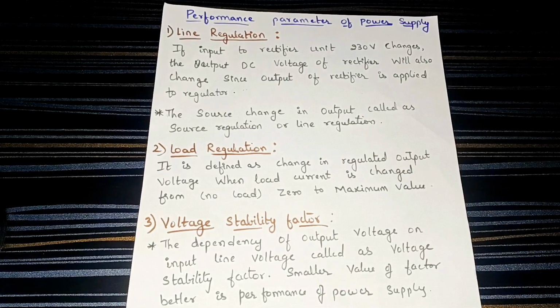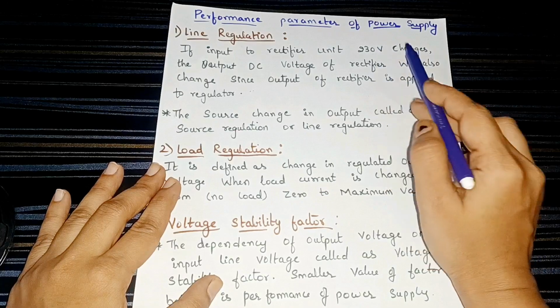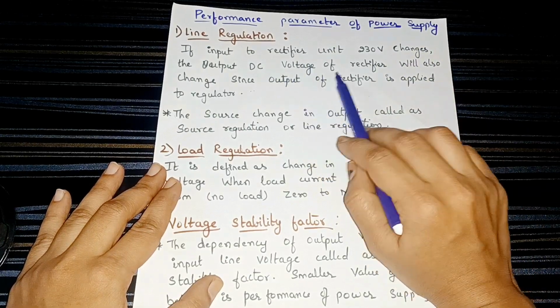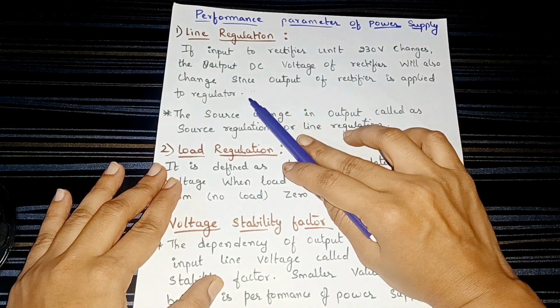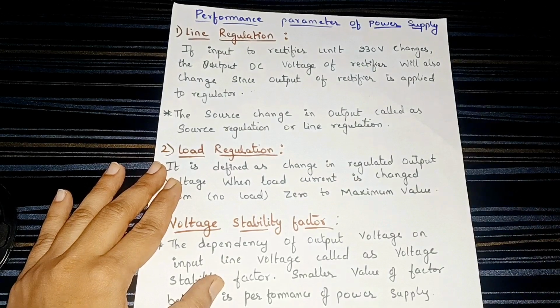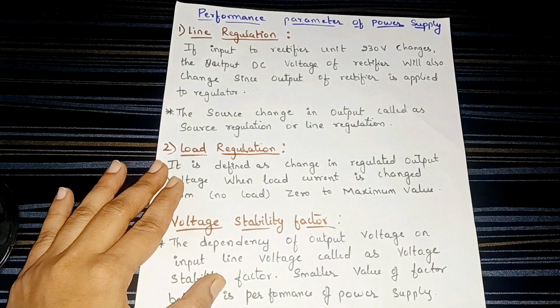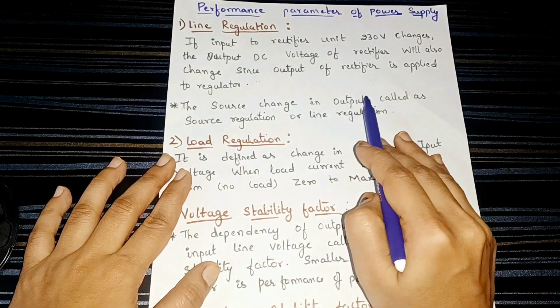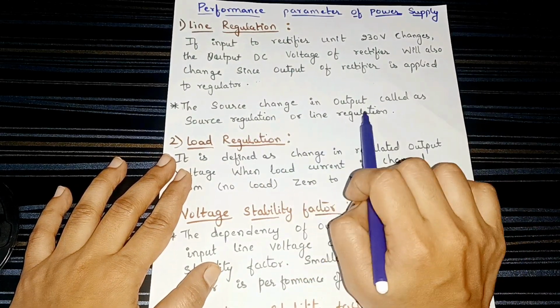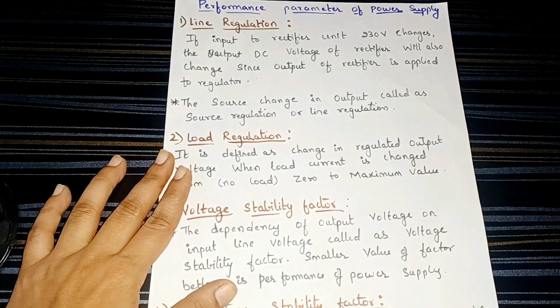The performance parameters of a power supply start with line regulation. The input to the rectifier unit is approximately 230 volts, and it changes. The output DC voltage of the rectifier will also change, since the rectifier output is applied to the regulator. That means the DC will keep changing in its output as the input keeps varying. The change in output due to the source is called source regulation or line regulation.